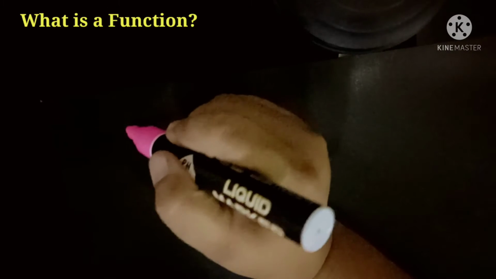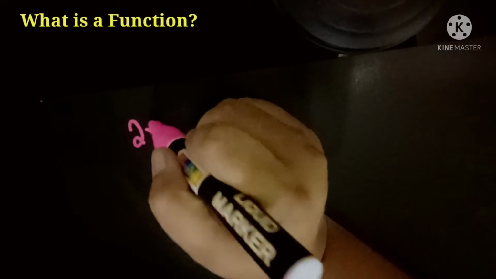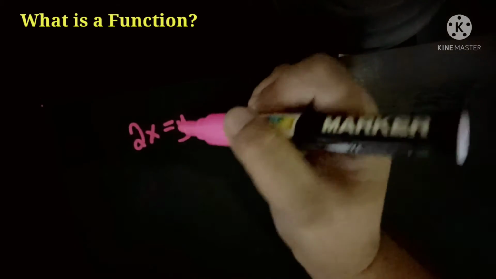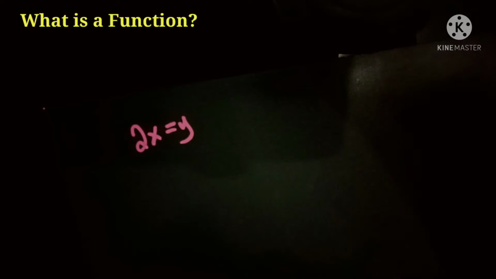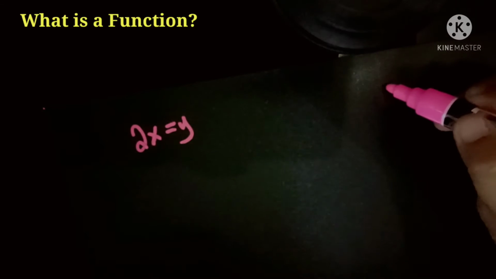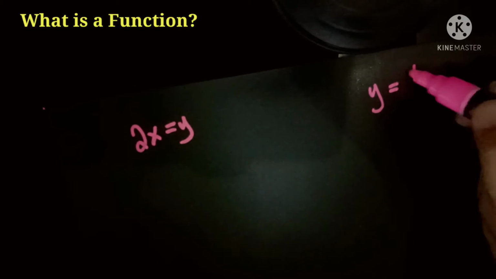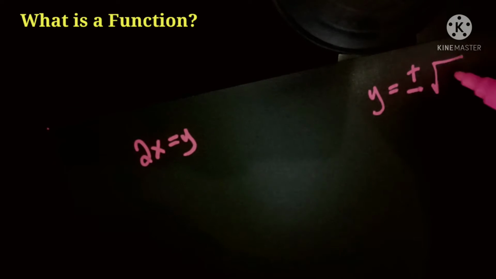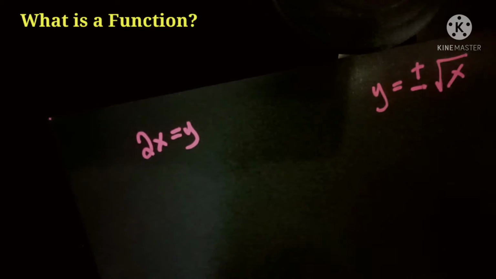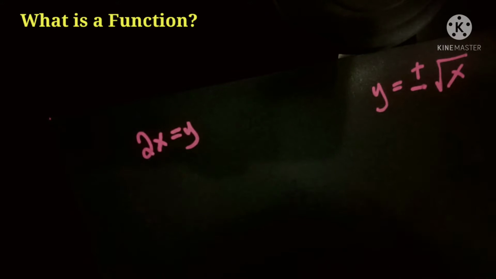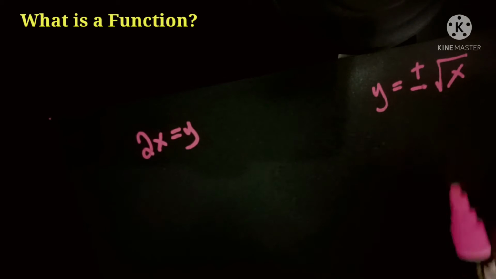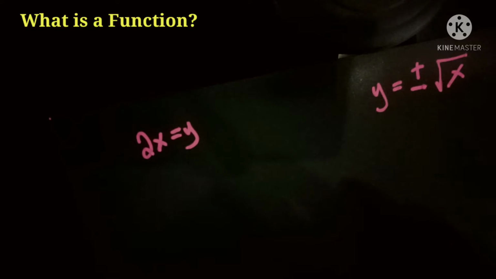What is a function? Let me define a function this way. Suppose we have two equations: 2x equals y, and another equation, y equals positive negative square root of x. Between these two equations, which is a function? Let's see if you guessed the right answer.